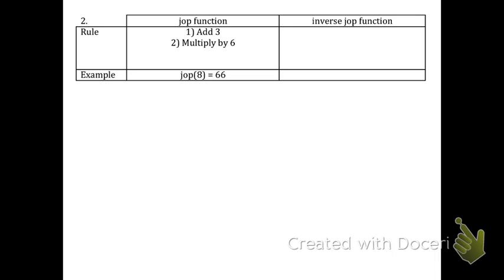Alright, now for the inverse JOP function. The last step in this one is to multiply by 6. So, to undo that, I will divide by 6. And then the other step is to add 3, so I'll undo that by subtracting 3.